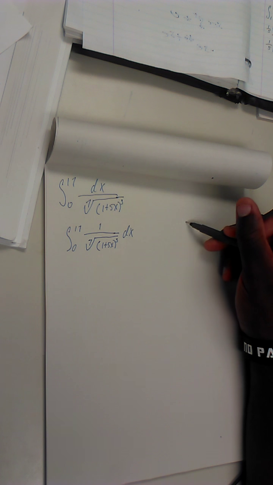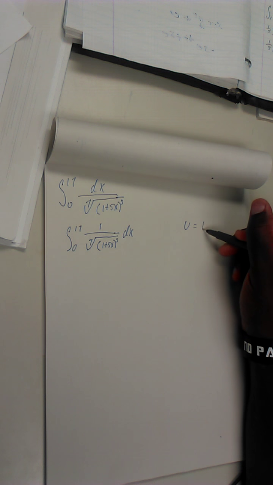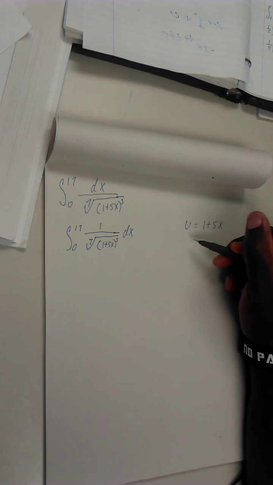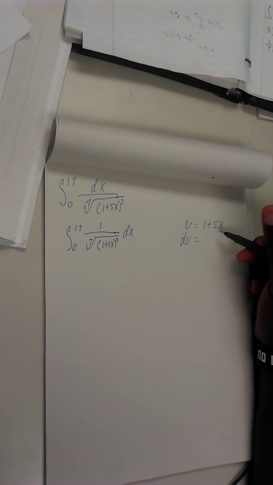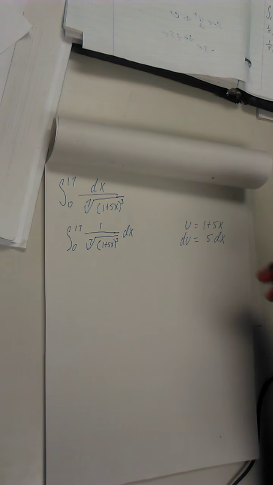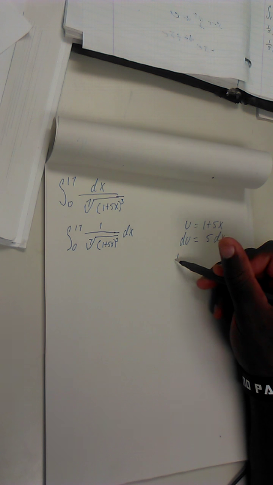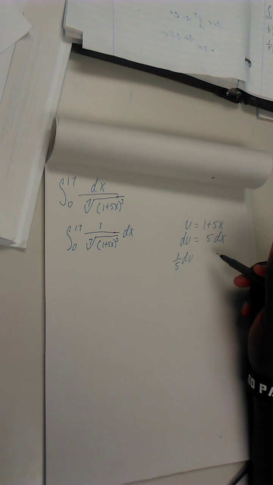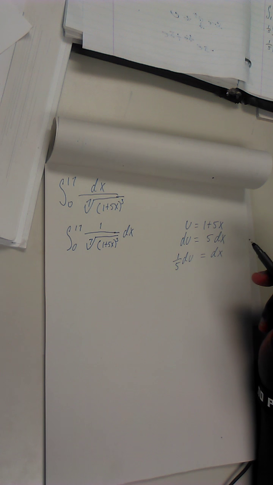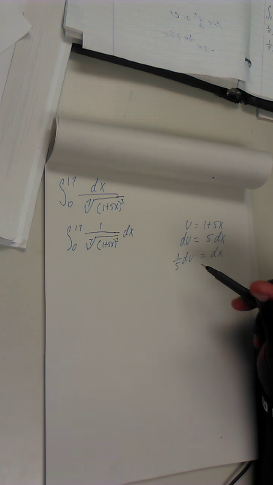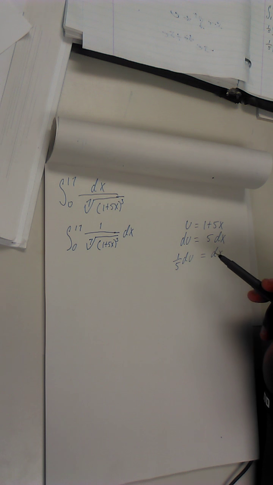Let's go ahead and set our u. So u is equal to 1 plus 5x. Let's go ahead and set our du. Our du is equal to 5 dx. And isolate the dx, get the dx alone. Let's go ahead and say 1/5 du is equal to dx. So in this case, now we got u and we got x and dx in terms of u.